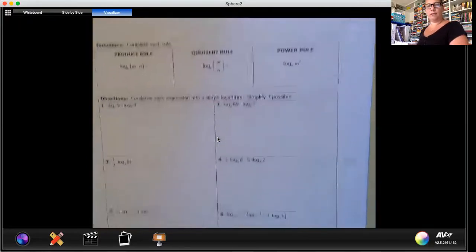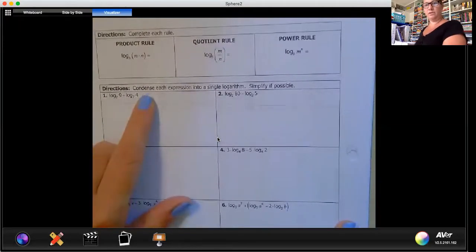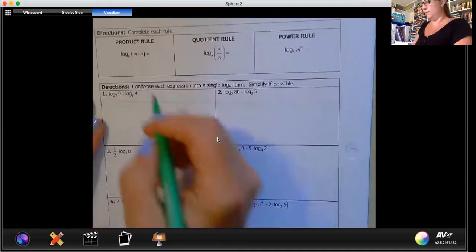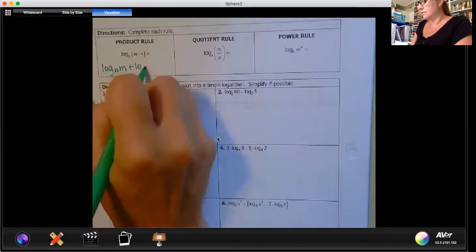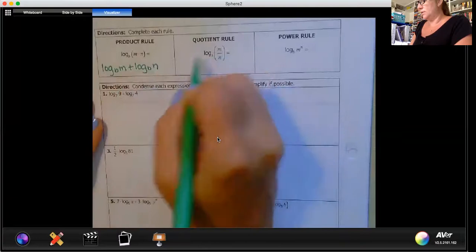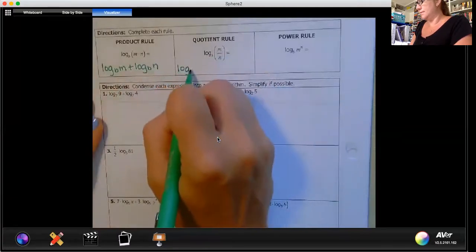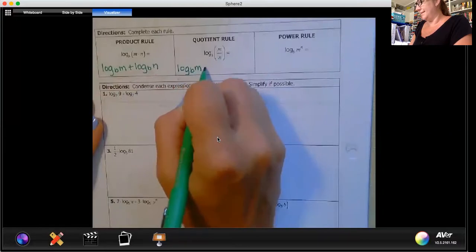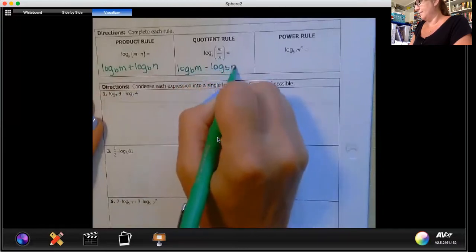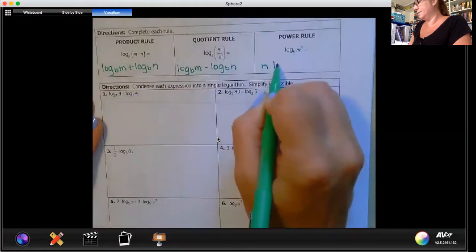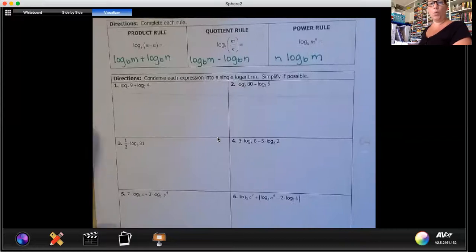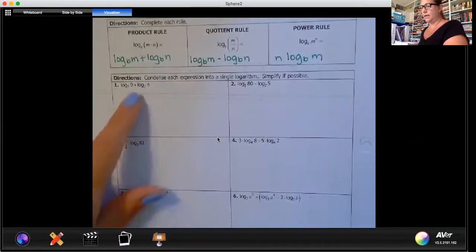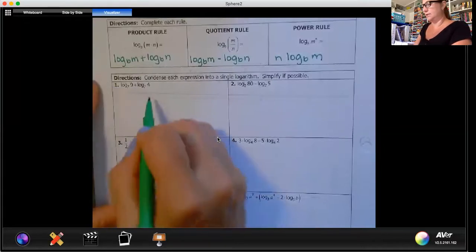So taking a look on the back, we're going to write our product rule, quotient rule, and power rule again. And then we're going to condense. So I'm going to do a few, then I'll let you pause your video and work a few. Multiplication implies addition. Division implies subtraction. Power rule, exponent comes down. Condense, one logarithm. Addition implies multiplication.